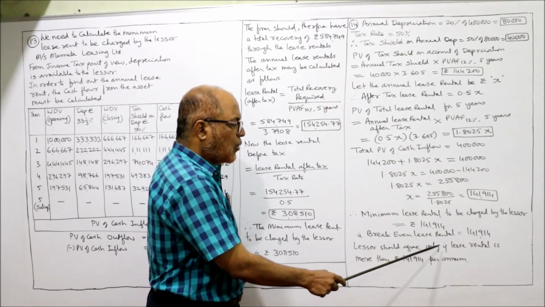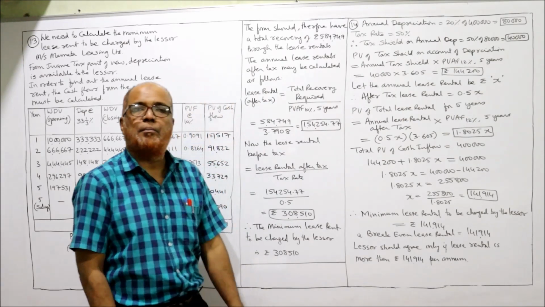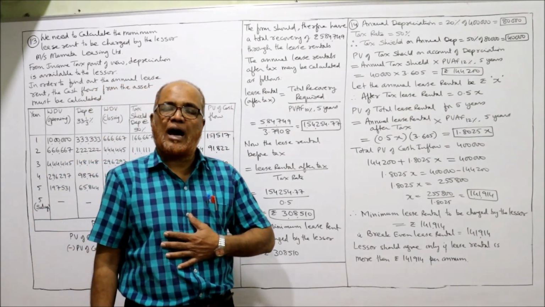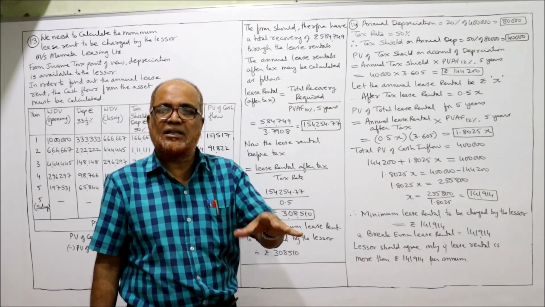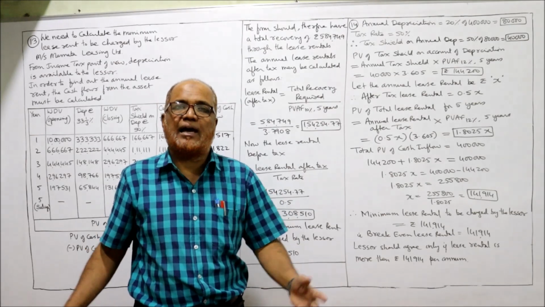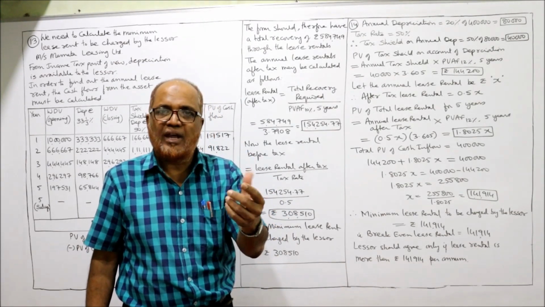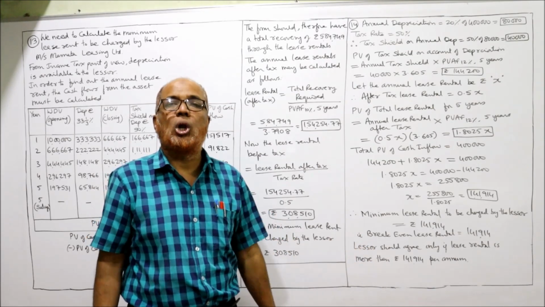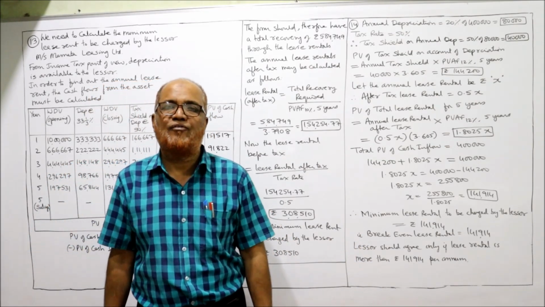The lessor should agree only if the lease rental is more than 1,41,914 per annum. So I am the lessor, and I will agree to the lease only if I am going to get a lease rental of more than 1,41,914. Otherwise, if the lease rent is less than this, I will not agree because I will incur loss. That's it. So this is the end of problem number 14.